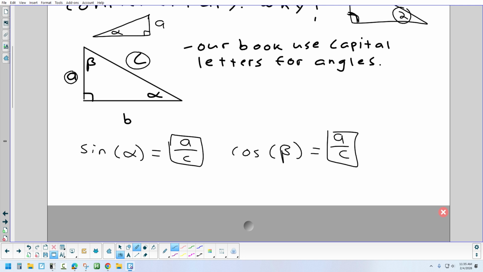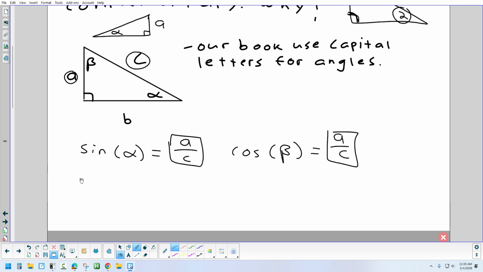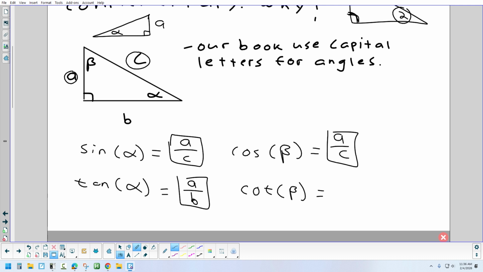I was close. How about, let's do this one. Tangent of alpha. What's the tangent of alpha? Yep. A over B, opposite over adjacent. Now I'm going to make up another problem. Cotangent of beta. Cotangent is adjacent over opposite. Is it A over B? That's also A over B.